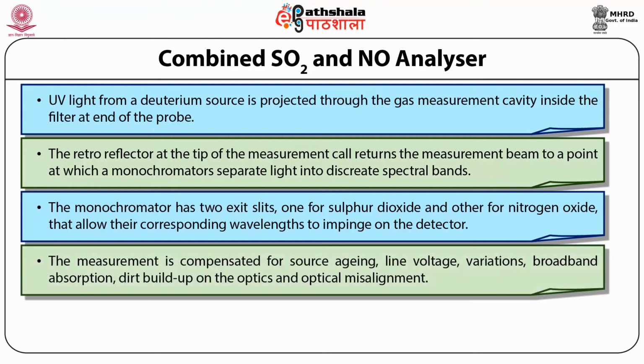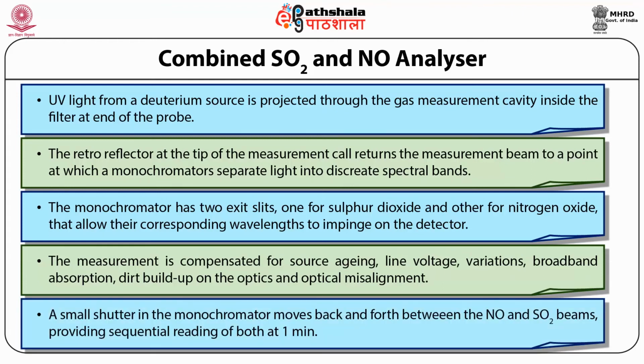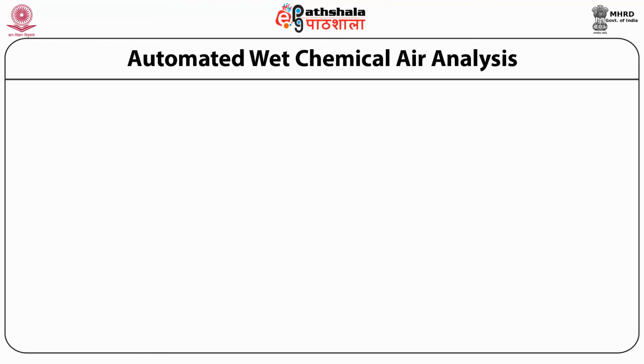The measurement is compensated for source aging, line voltage variation, broadband absorption, dirt buildup on the optics, and optical misalignment. A small shutter in the monochromator moves back and forth between the NO and SO2 beams, providing sequential reading of both at 1 minute. Then the next one is the automated wet chemical air analysis.